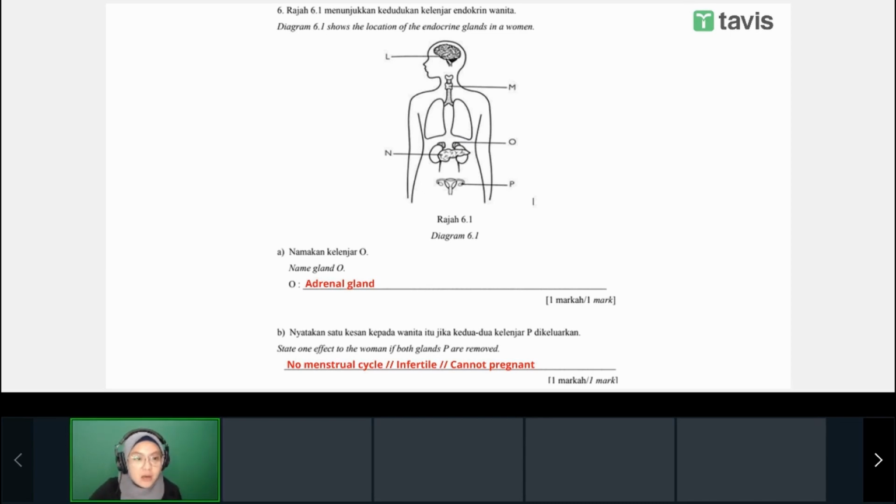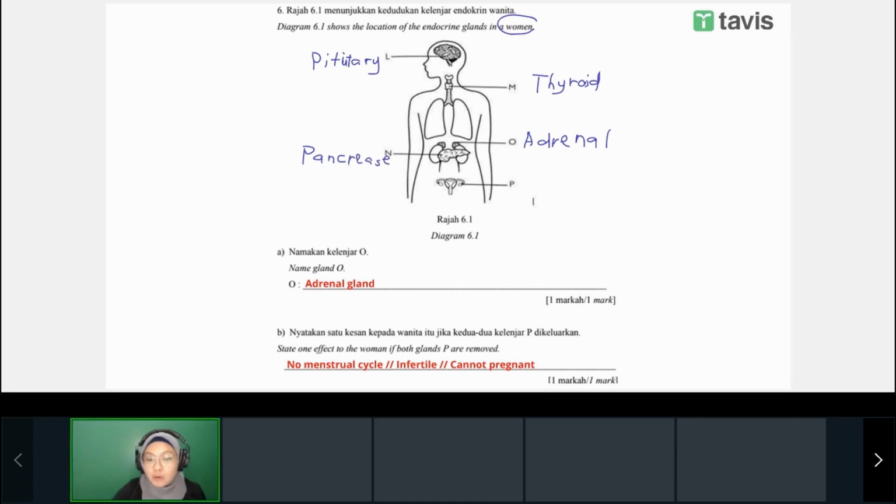Now, we have the endocrine glands in a woman. That means it must have an ovary. The one at the brain is the pituitary gland. And the one at the throat is called the thyroid gland, at the neck. The one at the kidney is the adrenal gland. Adrenal gland releases adrenaline hormone. And this is the pancreas. How about P? P is ovary. Okay, we have completed the labels already.